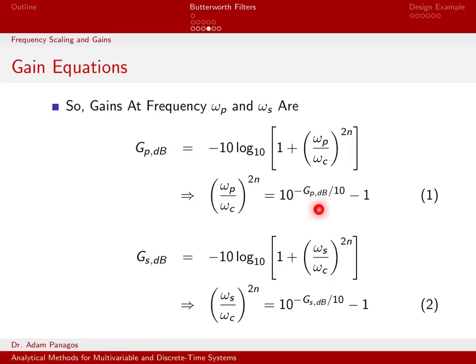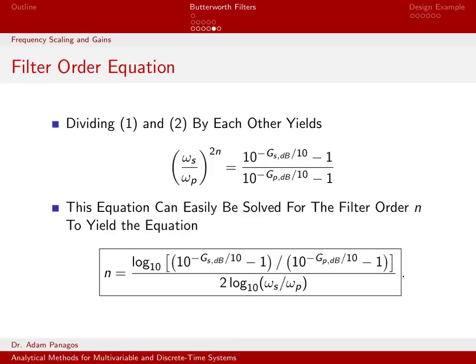The gain at my stopband frequency in dB is equal to minus 10 log 10 of 1 plus omega s over omega c raised to the 2n. If I divide both sides by negative 10, raise each side to the power 10, shift the 1 over, I can isolate this quantity and write it as 10 to the minus gs dB over 10 minus 1. So I have these two equations, 1 and 2, that contain my passband frequency, my passband gain, my stopband frequency, and my stopband gain. If I divide those two equations by each other, equations 1 and 2, I can end up with this equation right here.